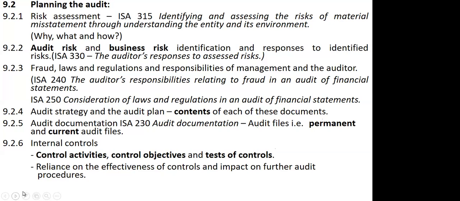The permanent file normally will contain information that will be of a continuing nature that will be required from one audit to another, whereas the current audit file contains all the work that has been done in terms of the current audit under review.